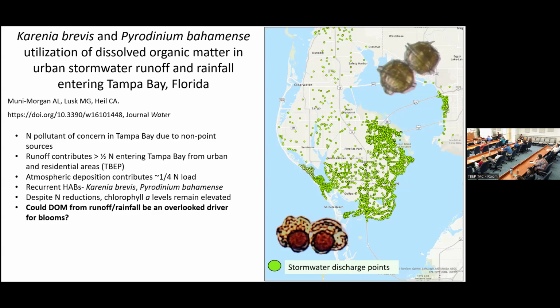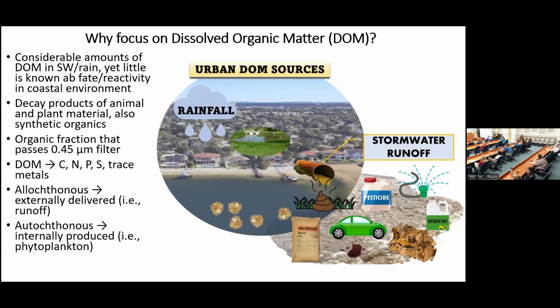And we're experiencing these recurrent HABs of Karenia brevis and Pyrodinium. Despite nitrogen reductions, chlorophyll a levels remain elevated in some segments of the bay. So could DOM, not just N, be part of the missing link here in terms of blooms? And why focus on DOM? Well, there are considerable amounts in stormwater and rainfall, yet little is known about the fate and reactivity of this material once it enters the coastal environment.